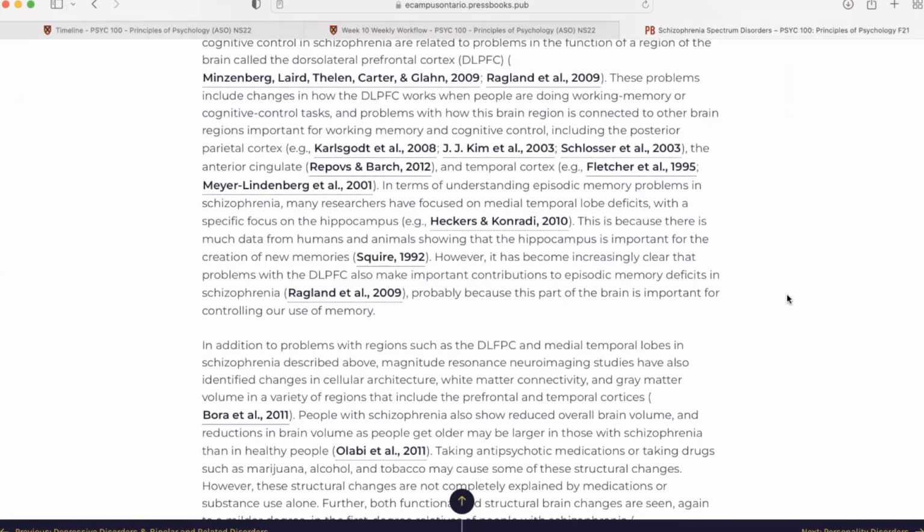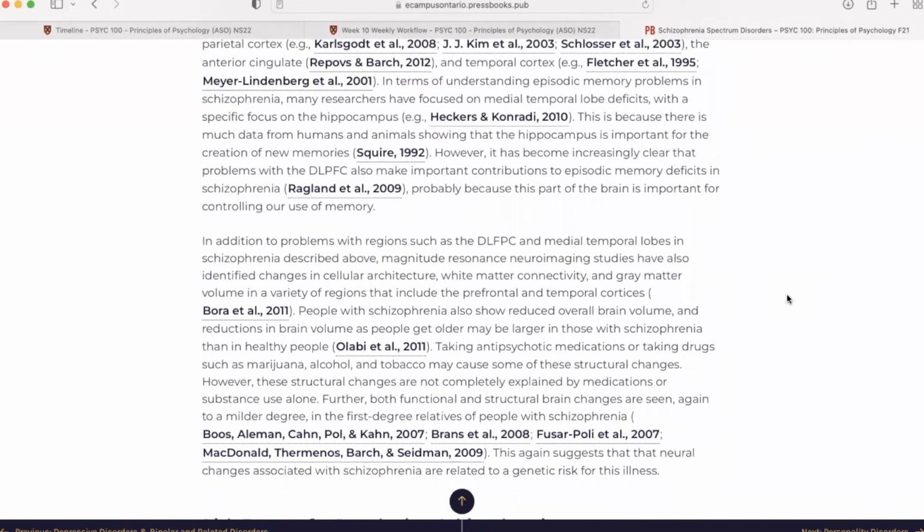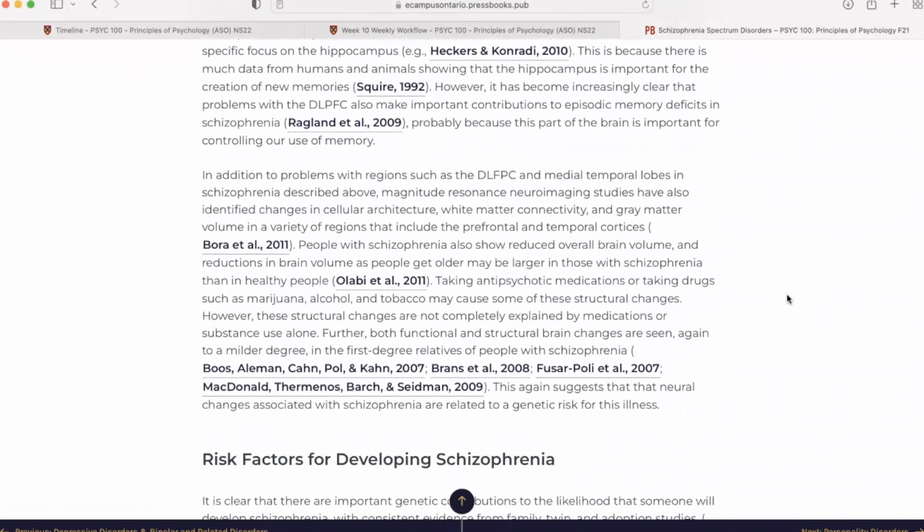In terms of understanding episodic memory problems in schizophrenia, many researchers have focused on medial temporal lobe deficits with specific focus on the hippocampus. This is because there is much data from humans and animals showing that the hippocampus is important for the creation of new memories. However, it has become increasingly clear that problems with the DLPFC also make important contributions to episodic memory deficits in schizophrenia, probably because this part of the brain is important for controlling our use of memory.